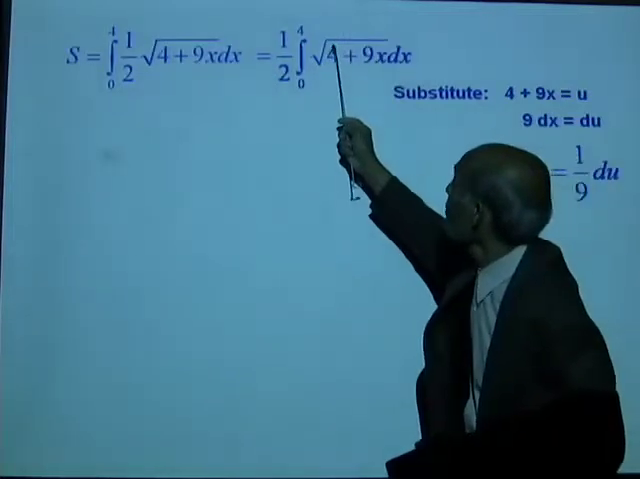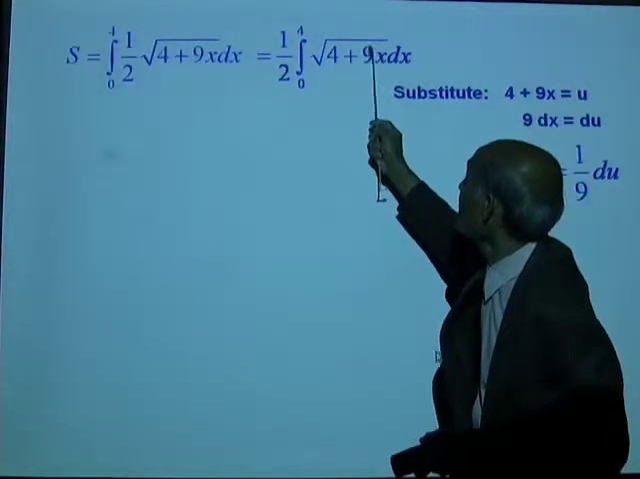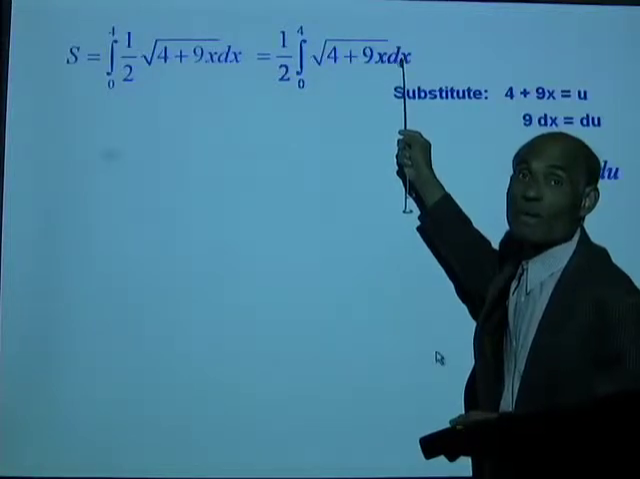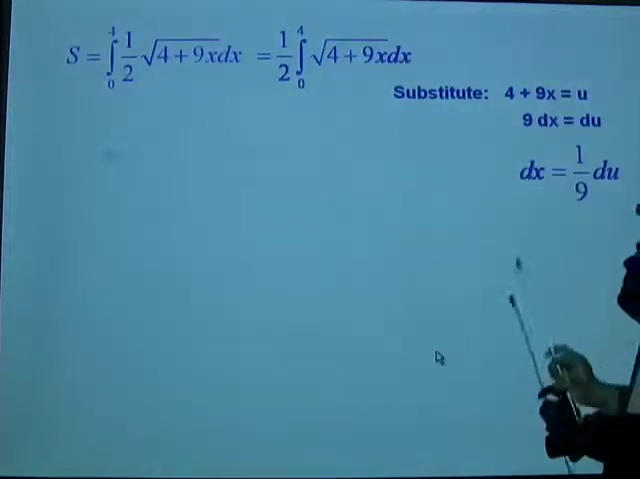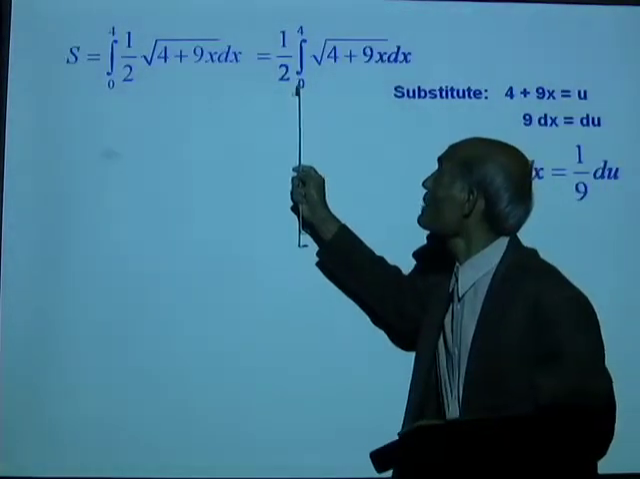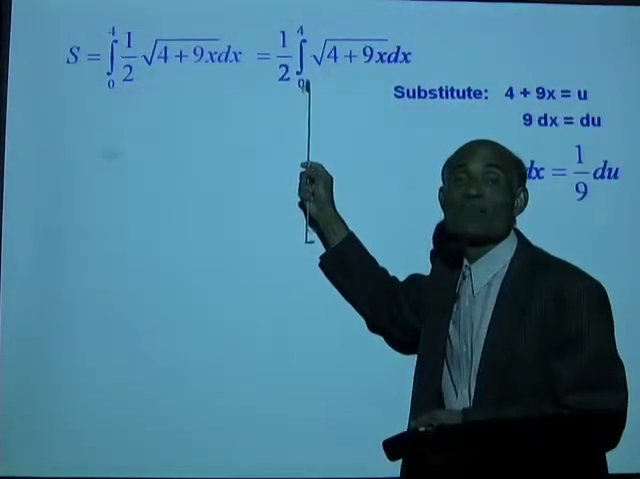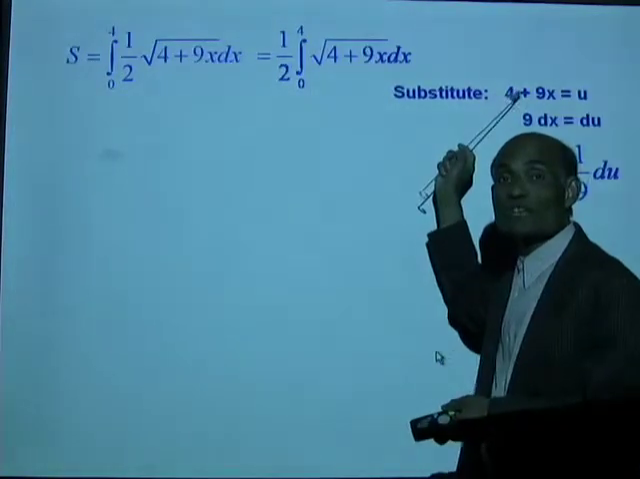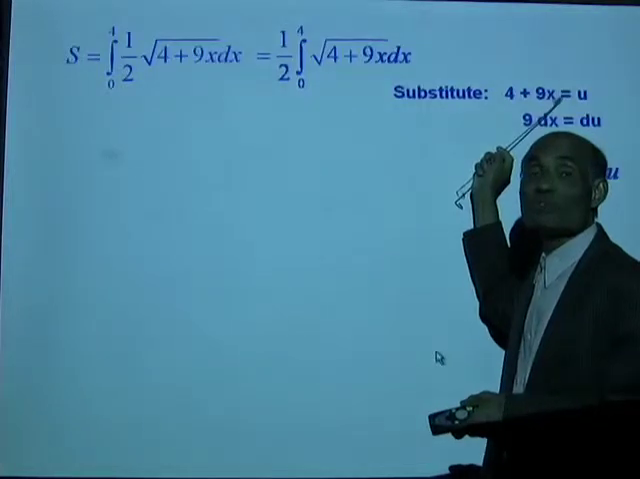So to integrate this, we will replace 4 plus 9x by u and replace dx by 1/9 du. But we also need to replace our limits of integration, because these limits are for x, and we have actually replaced x by u.